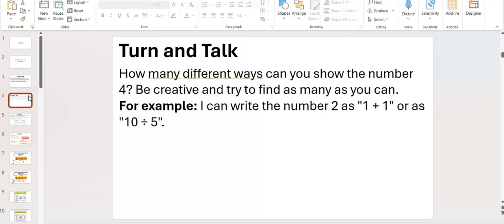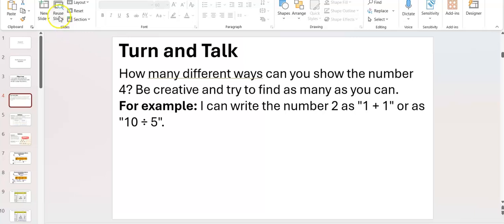So if we were doing this in class, you would be turning and talking about this. But for right now, go ahead and just write down how many different ways you can show the number 4. Okay, so you're going to be really creative and try to find as many ways as you can. For example, I could write the number 2 as 1 plus 1, or as 10 divided by 5. There's lots of different ways that I could write the number 2, but for you guys, think about the ways to write the number 4. Pause the video here and write down some ways, and then come and join me and we will go over a couple ways that I'm thinking of.